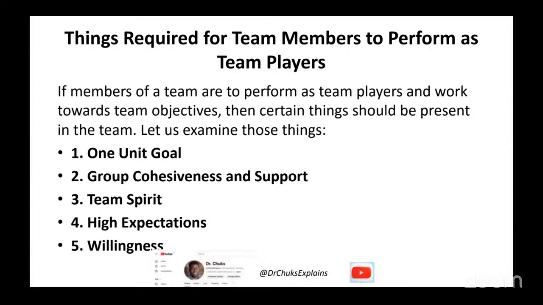Let's talk about things required for team members to perform as team players. If members of a team are to perform as team players and work towards the team's objectives, there are certain things that should be present in the team. One is one unit goal. The second is group cohesiveness and support. The third is team spirit. The fourth is higher expectations, and the fifth is willingness.